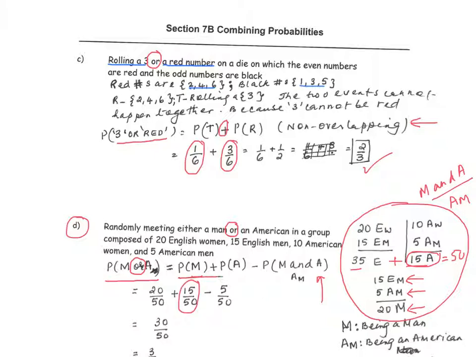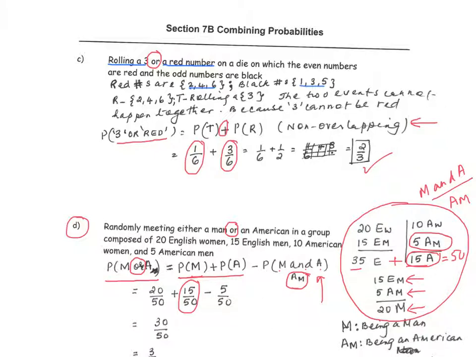Now we've added the two probabilities, but since there is an overlap, we need to subtract the probability of the overlap. So that would be the probability of a person being a man and an American. That is the same as saying, what is the probability that it's an American man? And let's see what the probability is. American man.